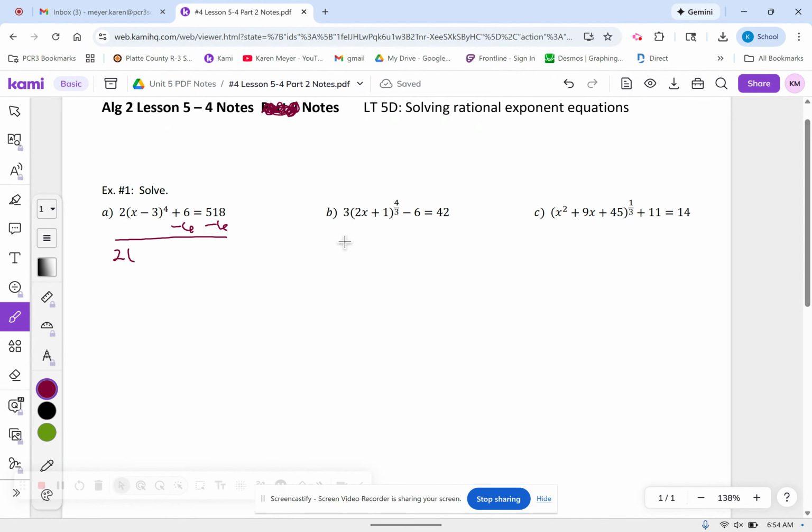So then I have 2 parentheses x minus 3 to the 4th power equals 512. Then we want to get rid of the 2 in front. Remember, you are not allowed to distribute the 2 to the parentheses, because the parentheses has a power attached to it. So no distributive property. Instead, you want to get rid of the 2 by dividing it. So divide the front number away. So then you have parentheses x minus 3 raised to the 4th power equals 256.